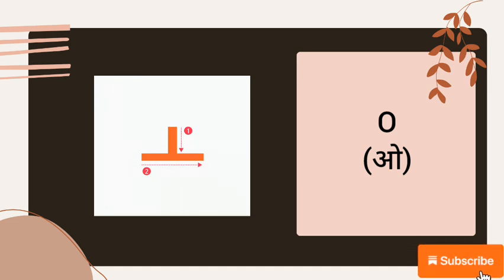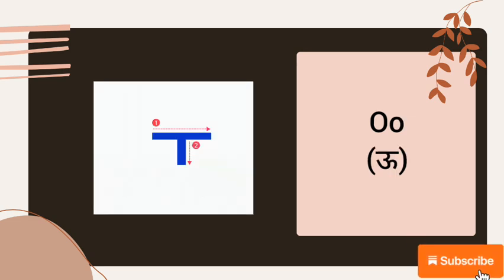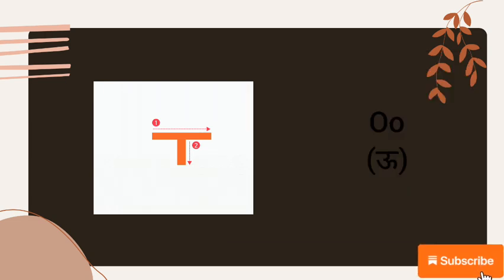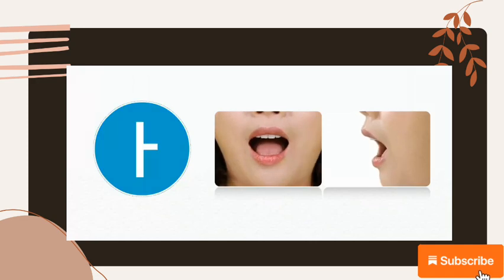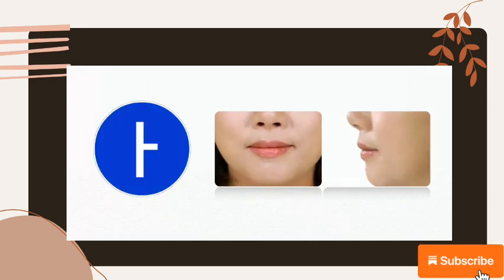Try to read it out loud. U, u. U, u. U sounds similar to the OO in words like "moon" or "soon." Ah, ah.